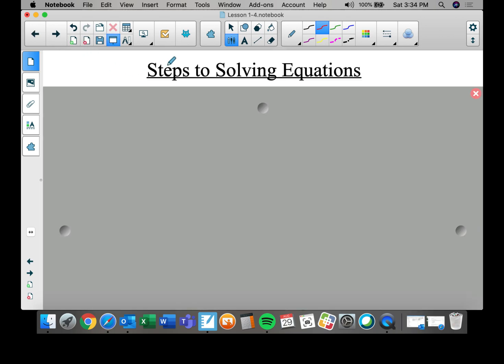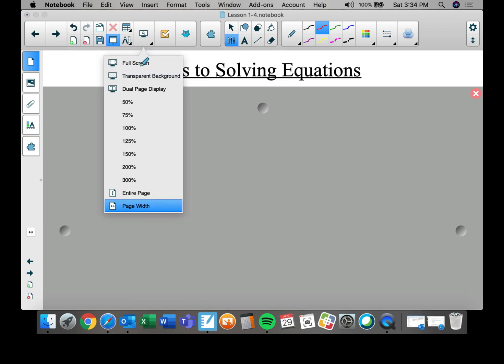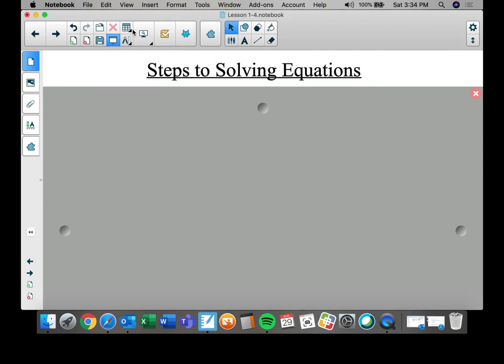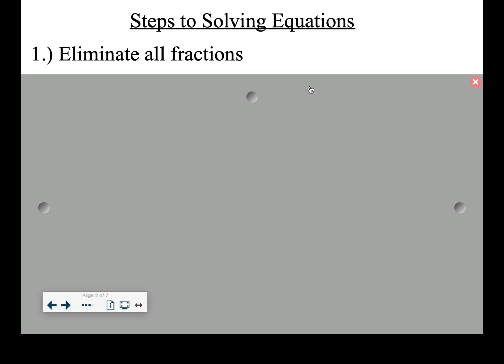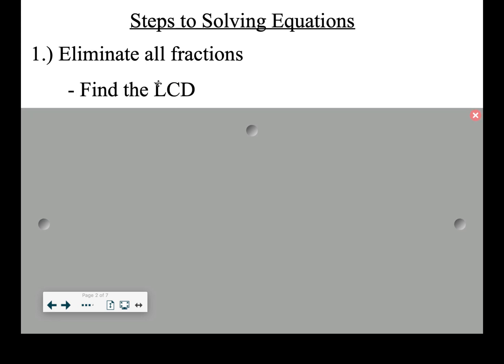So first off, let's talk about the different steps to solving an equation. Step number one, anytime you're solving an equation, is to eliminate any fractions that are involved, because fractions a lot of the time are what make the problem difficult. We can multiply all the fractions out in one step, and I'll show you how to do that in an example a little bit later, using the least common denominator.